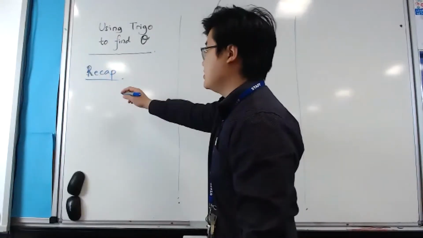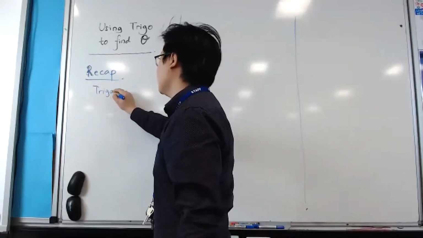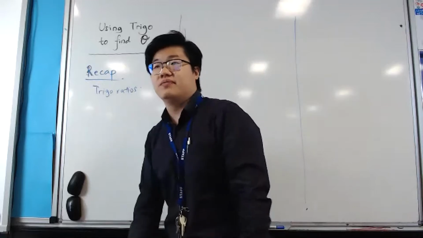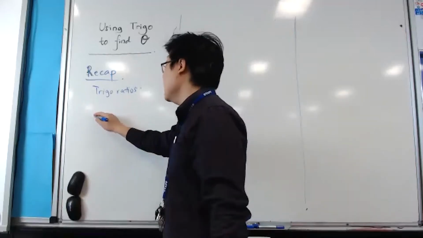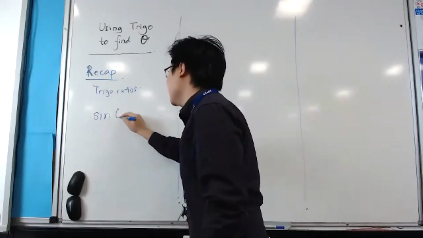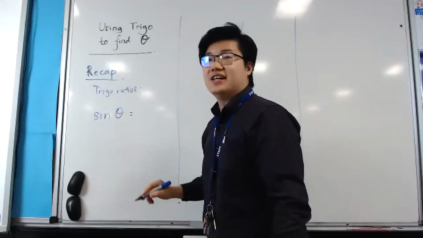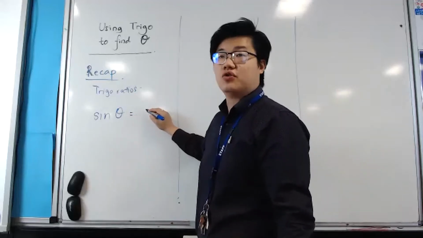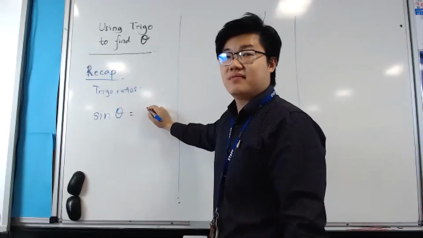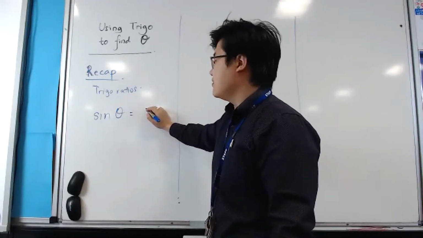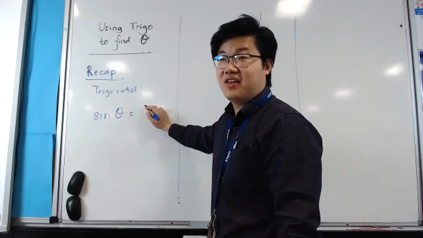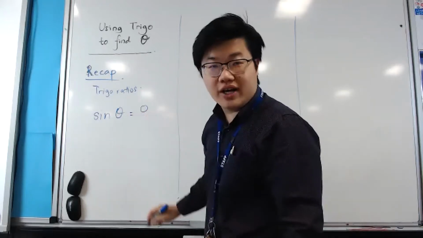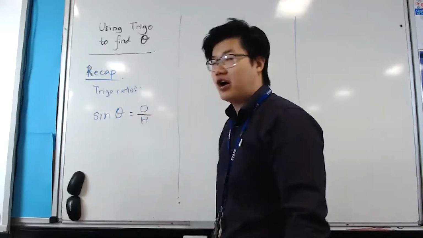All right, cool. Let's do a quick recap here. What are the 3 Trigo ratios that you have learned? Give me one. Sine. Yes, sine. So sine theta equals to O over H, opposite over the hypotenuse.